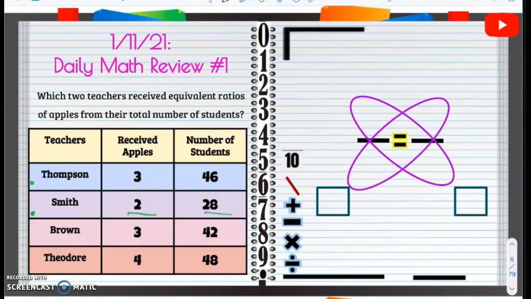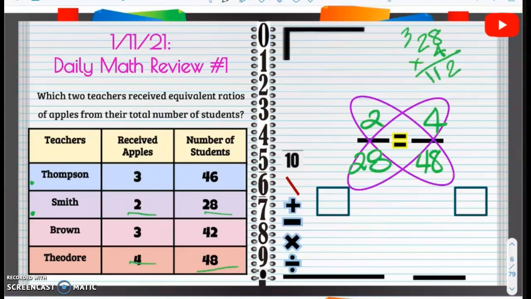So 2 to 28, 4 to 48. Let's see. 28 times 4. 4 times 8 is 32. 2 times 4 is 8, plus 3 is 11. So 112. 48 times 2. 8 times 2 is 16. 4 times 2 is 8, plus 1 is 9. 96. So it's not going to be Smith and Theodore.